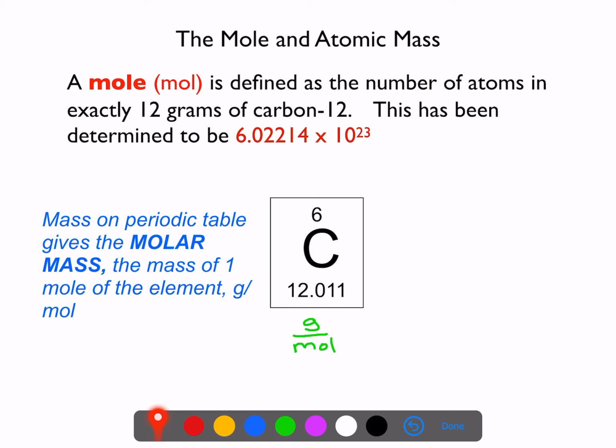But what I want to draw your attention to is this is not 12.00 as by definition in our definition of the mole. So why is that? Why does the element carbon not have a molar mass of 12.00? And the reason for that really comes down to this last part of the phrase, 12 grams of carbon-12.